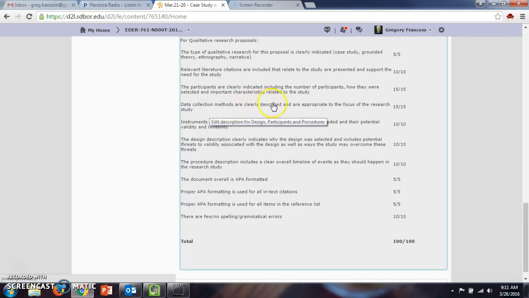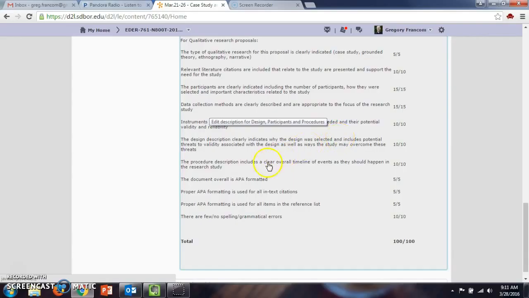Also, data collection methods. So again, I want to see how you're going to collect data, what you're going to do with all that data, that kind of thing. There's a lot of data with qualitative research. There's tons. And so you're going to have to narrow it down to the types of data that you want to collect. You could collect everything if you wanted to, but that's not going to work.